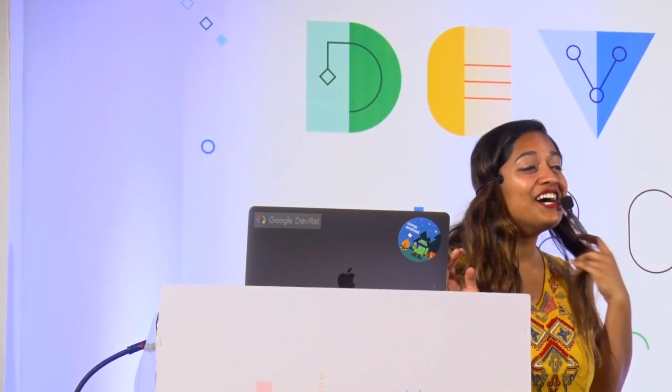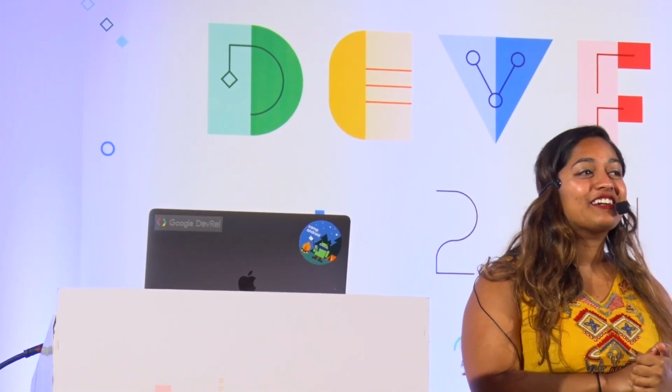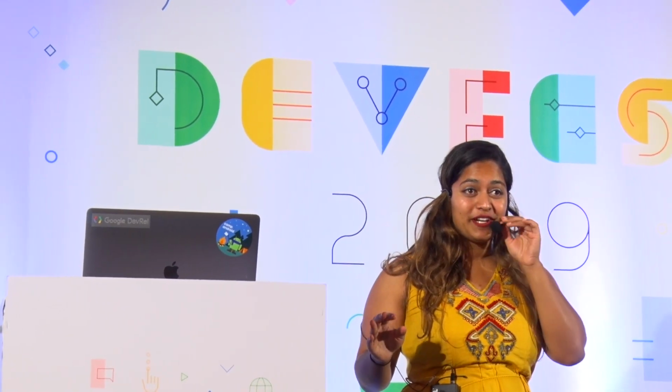Hi, everybody. My name is Megan. I'm a developer advocate at Google, and I'm so excited to be here with you guys. It's my first time in Gujarat, which is cool because I'm Gujarati. I don't speak Gujarati, but I understand very, very little. So I might understand your conversations. Don't talk about me.